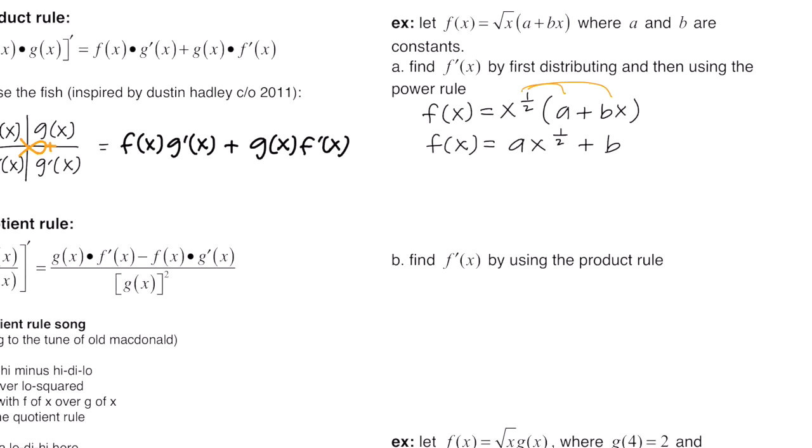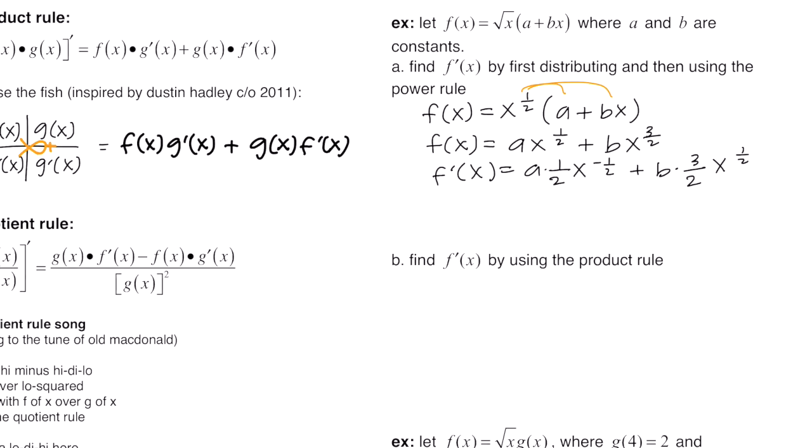First we multiply x to the 1/2 times a, so you get a x to the 1/2. Then we multiply x to the 1/2 times bx, so you get b and then x to the 3/2. Just a reminder, this is x to the 1/2 times x to the 1. So you add their exponents, so 1 plus 1/2 would be 1.5 or 3/2. Now we're ready to take the derivative. Remember, a and b are constants, so when you take a derivative, you can just drop the constant down.